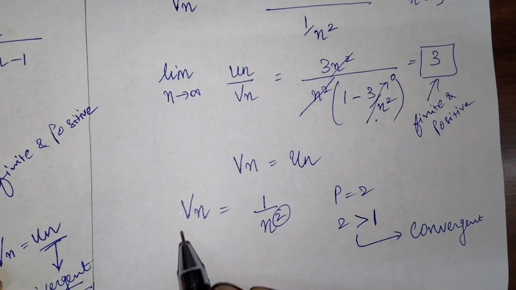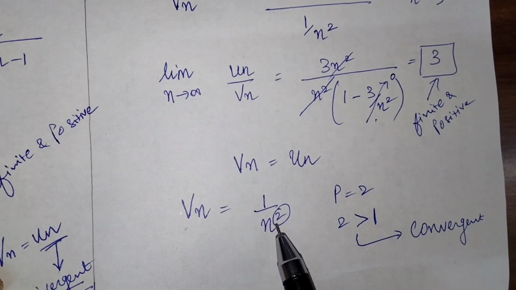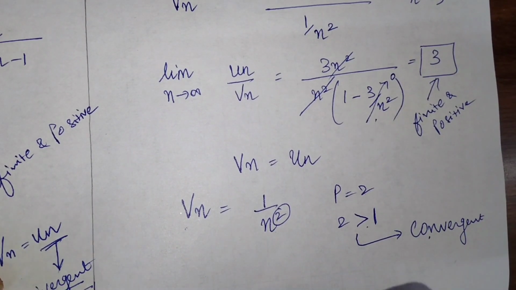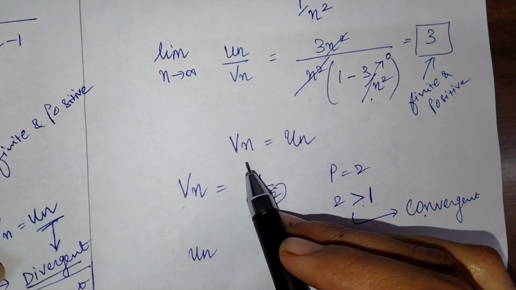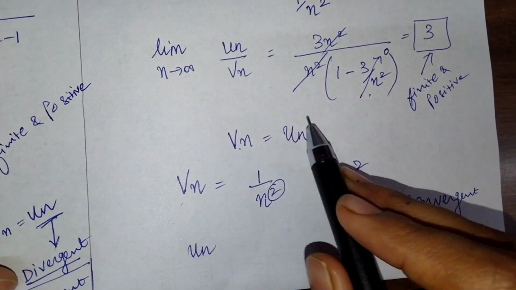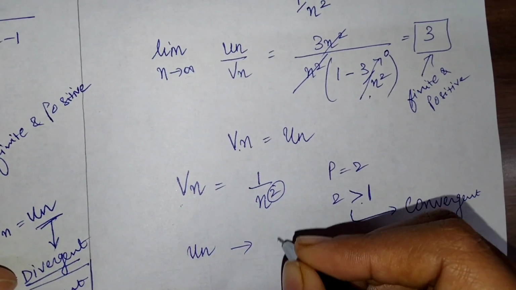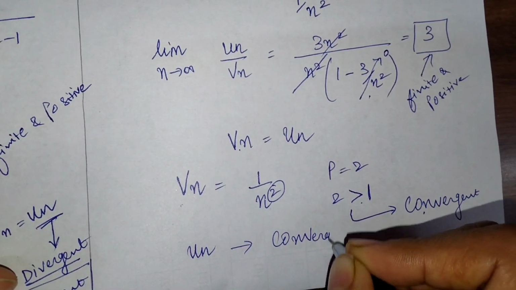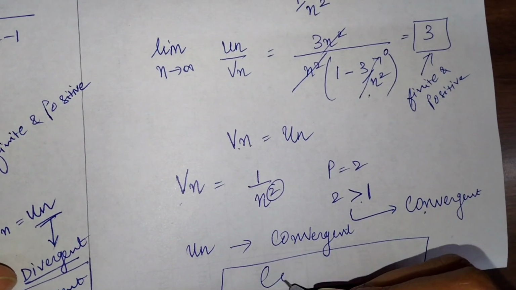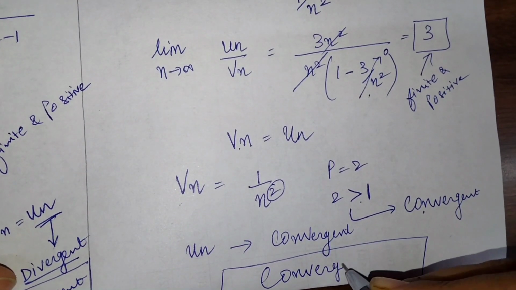Answer of Vn is convergent because the value of p is 2, and 2 is greater than 1. As Vn is convergent, according to the comparison test, whatever will be the behavior of Vn, that will be the behavior of Un. So Un is also convergent. And so the final answer of this example is convergent.